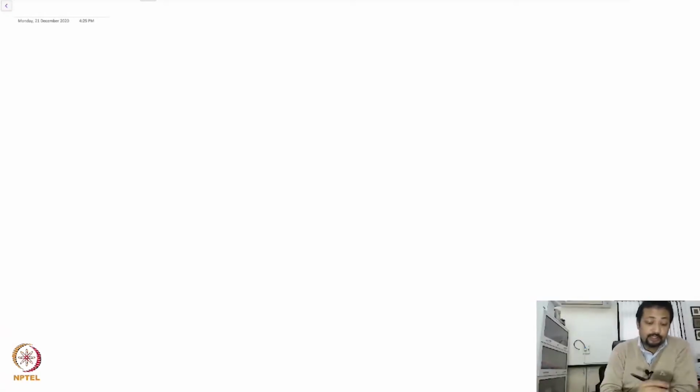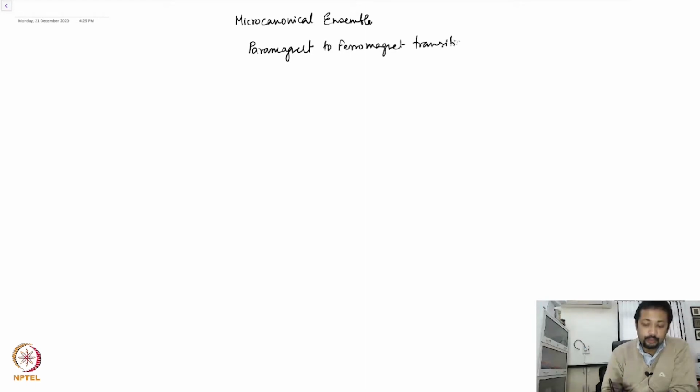So, in the previous lectures, we have used the microcanonical ensemble to look at a paramagnet to a ferromagnet transition, and we have also looked at an ideal gas where the Hamiltonian is the sum over i of p_i squared over 2m.